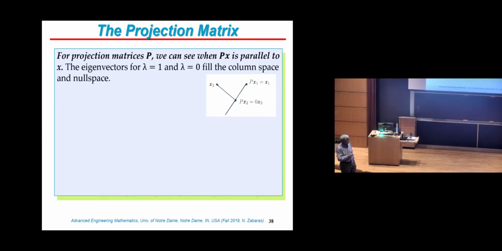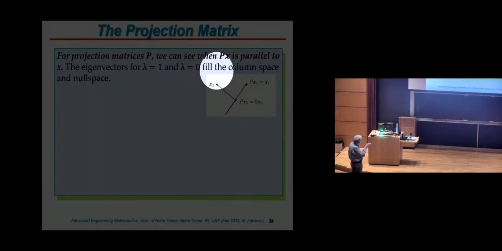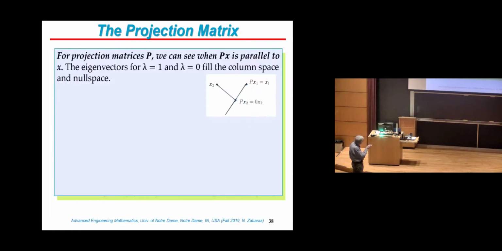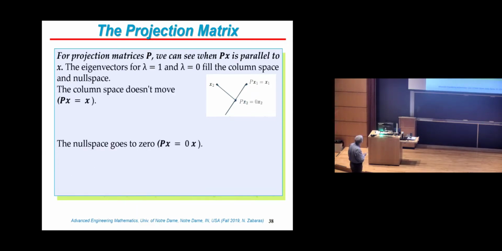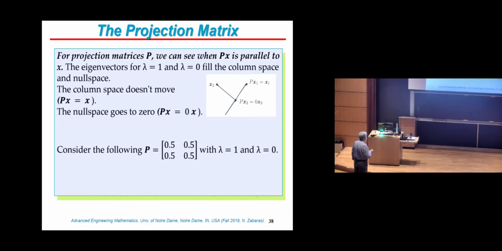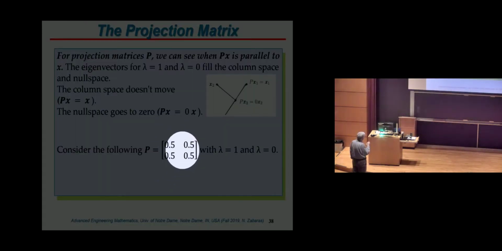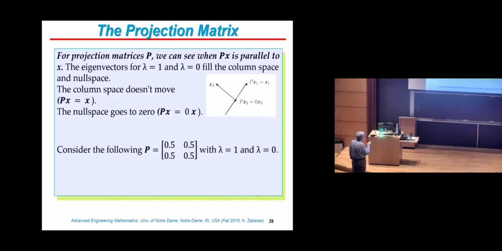So effectively, with this projection matrix, I can fill the whole of column space and the whole of null space for this particular problem. Let me see if there is an example. Let's consider the following example. This projection matrix 0.5, 0.5, 0.5, 0.5. You can verify that lambda equal 1 and lambda equal to 0. You remember this is projection on a line, and we said projection on a line. You remember how the projection matrix looks like for tonight?